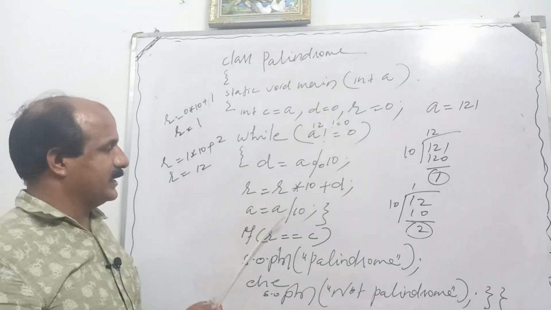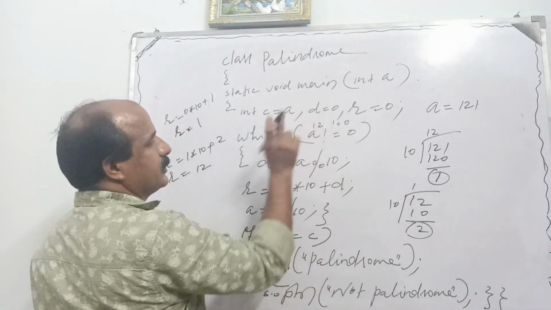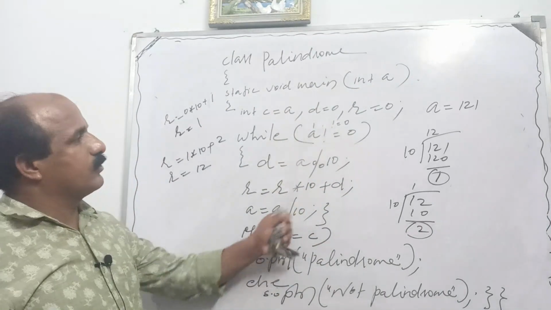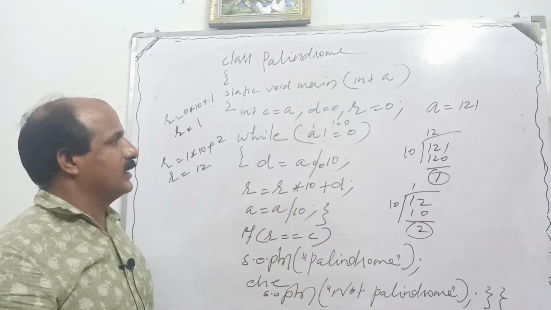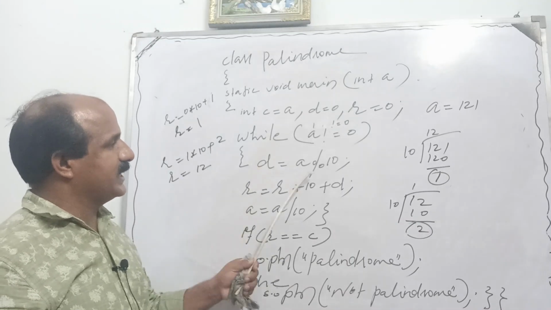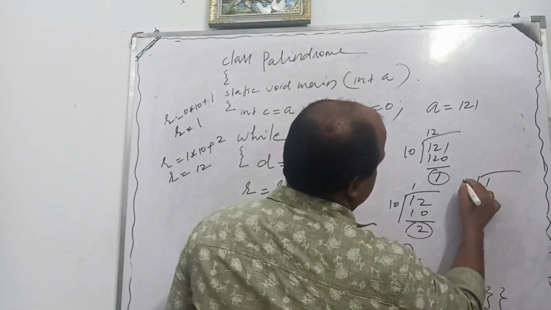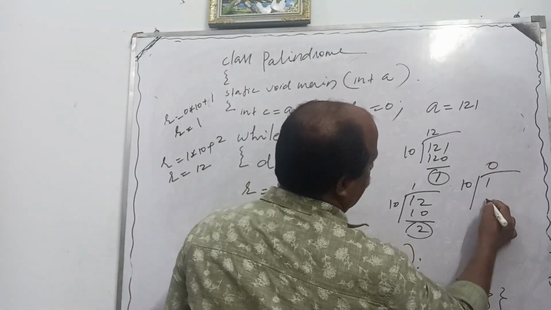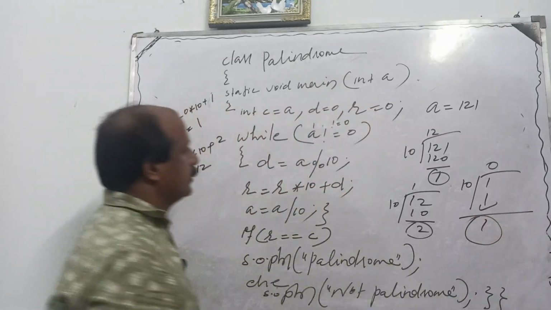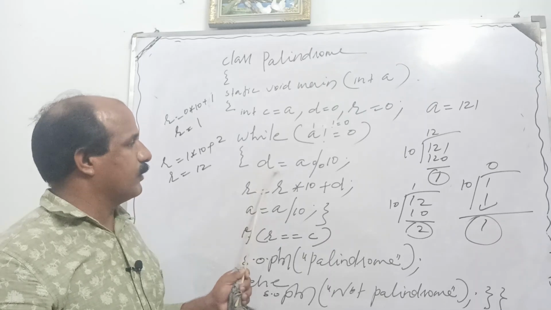Now, A is equal to A divided by 10. Now look, it is not 12, it is 1. Okay? 1 not equal to 0? Yes. Coming over here, A modulus 10, so A is 1. 10, how many times? 0 times. So this entire 1 becomes the modulus. So in D you will have 1.